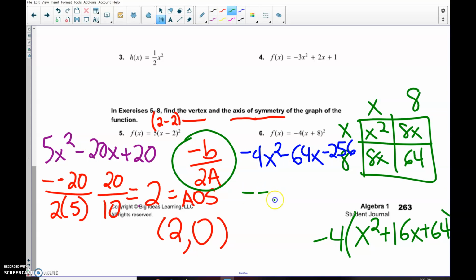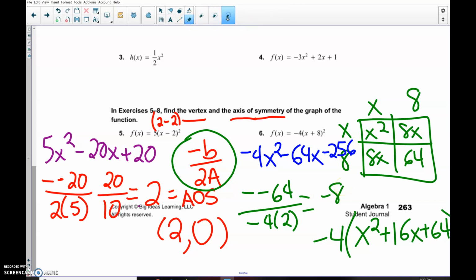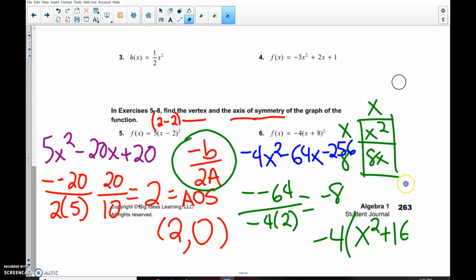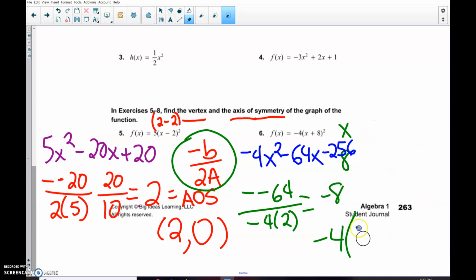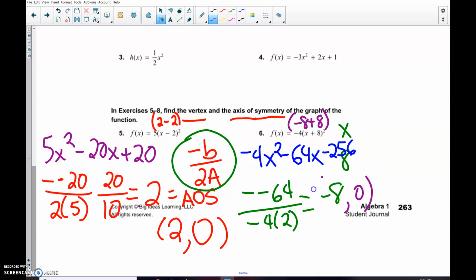And then same thing, doing my -b over 2a. So -64 over -4 times 2. That's going to end up giving us a -8. So I just found out my axis of symmetry is -8. And again, that kind of lines up with what we just found out in the graph, that -8 plus 8 is 0. So when I go to plug in -8 here, -8 plus 8 is 0. 0 squared is 0. 0 times -4 is 0. So that means my vertex is -8 and 0.